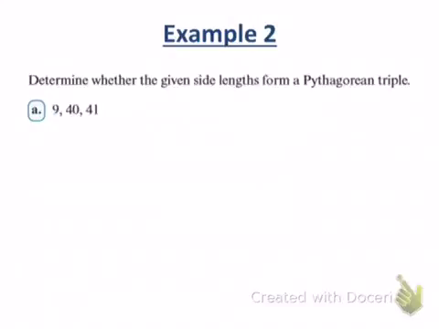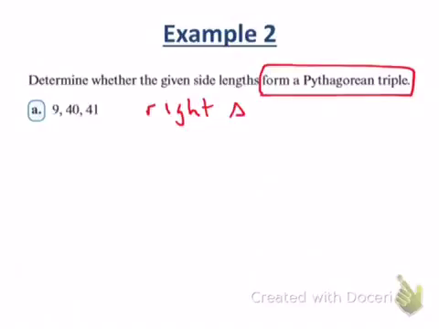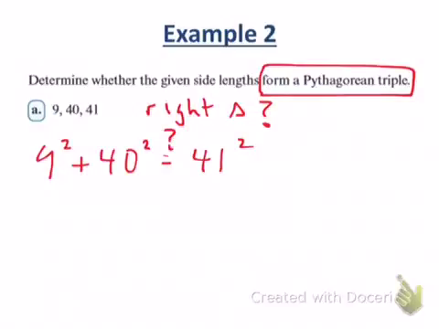But in this case, we just wanted to determine if it is a Pythagorean triple. In other words, we want to know, is this triangle a right triangle or not? Is 9 squared plus 40 squared equal to 41 squared? That's the question. If it is, then we have a right triangle. If it's not, then we do not have a right triangle.